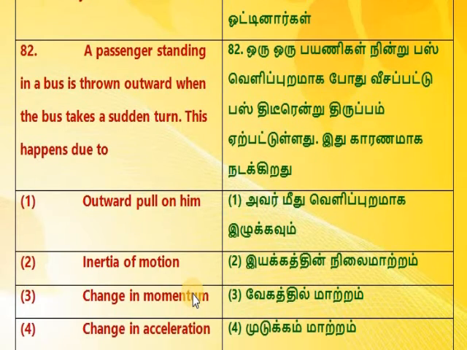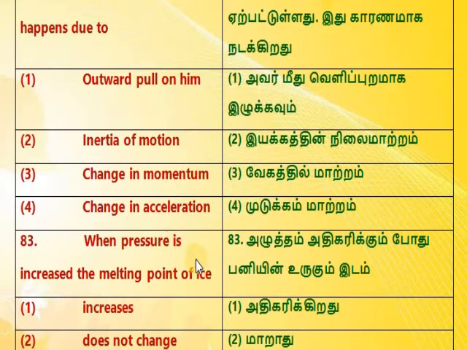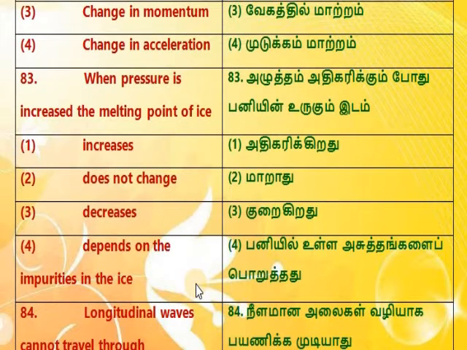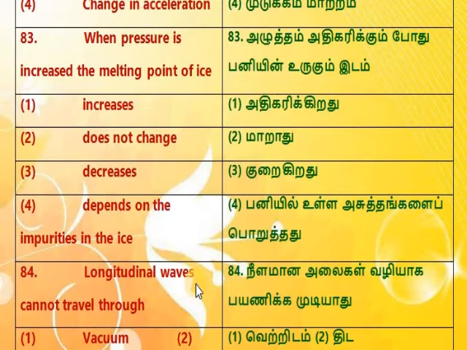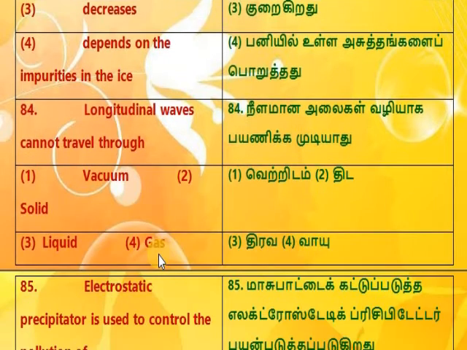82. A passenger standing in a bus is thrown outward when the bus takes a sudden turn. This happens due to 1. Outward pull on him, 2. Inertia of motion, 3. Change in momentum, 4. Change in acceleration. 83. When pressure is increased, the melting point of ice, 1. Increases, 2. Does not change, 3. Decreases, 4. Depends on the impurities in the ice.